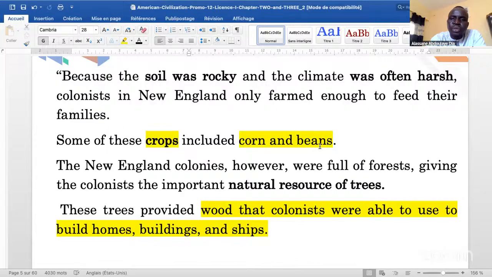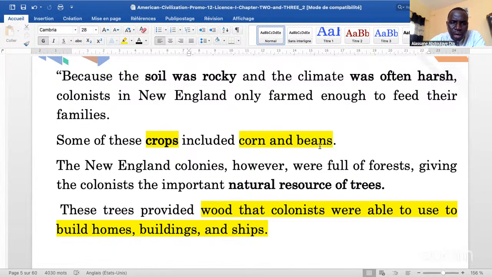What does corn mean in French? It means maïs. And beans, vous connaissez, c'est les haricots. So the types of crops, c'est les cultures. The types of crops that were developed in New England were corn and beans.